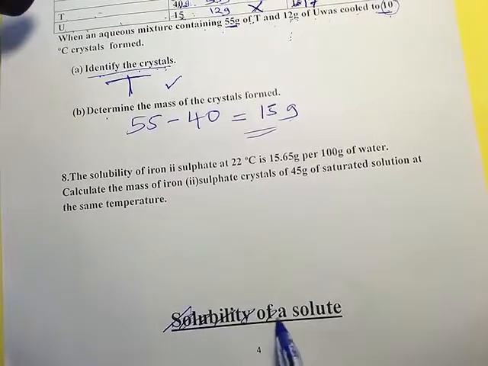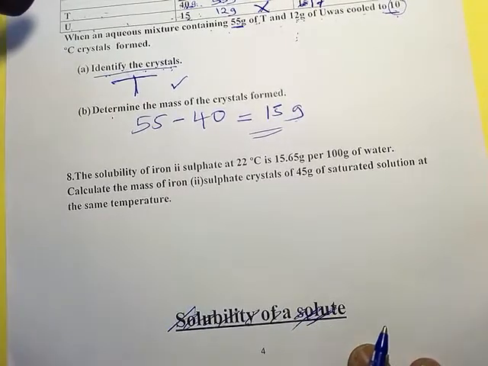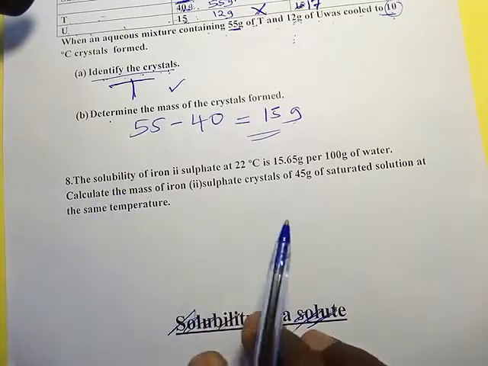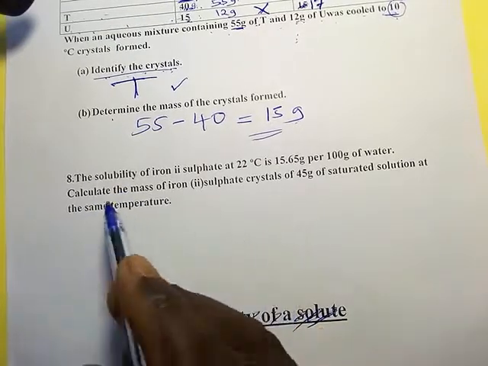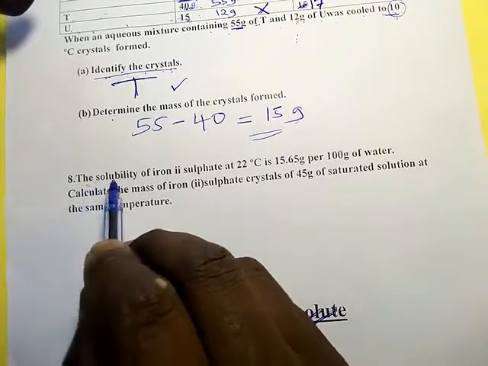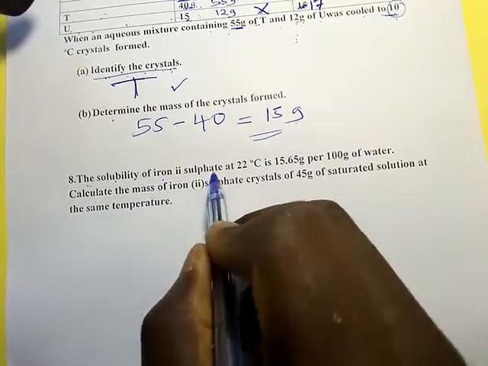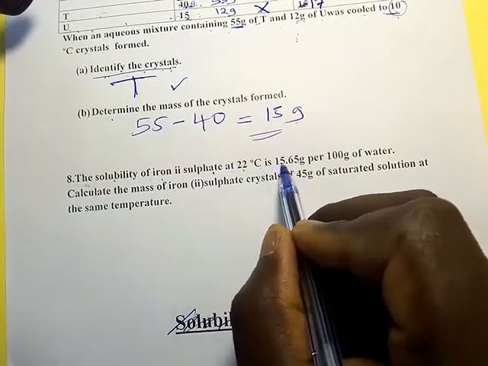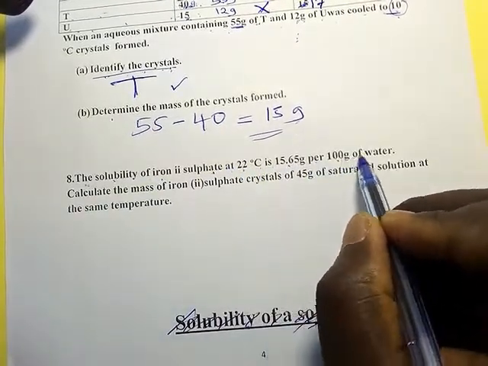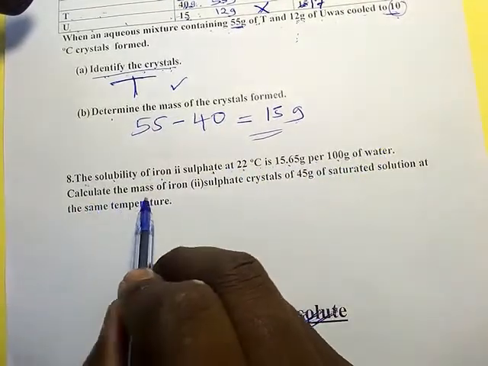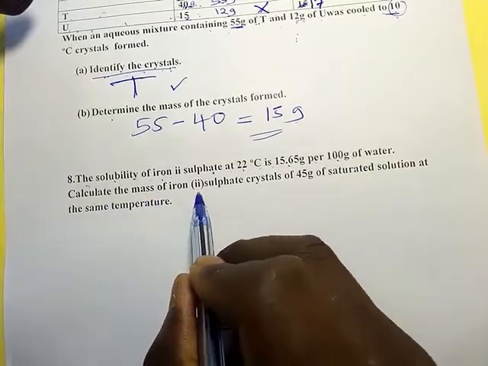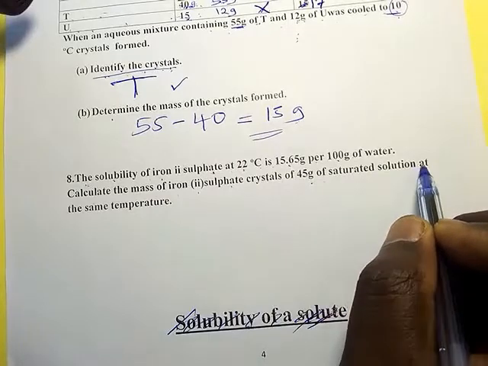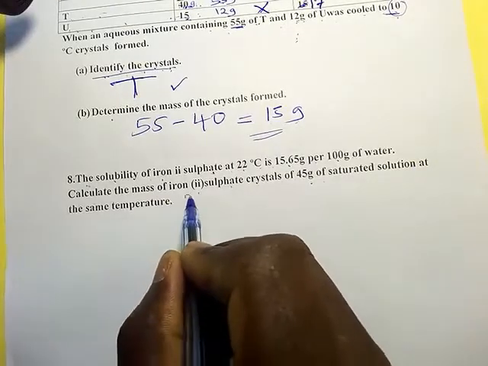I want to do the final math here. The solubility of iron 2 sulfate at 22 degrees Celsius is this, in this much water. Calculate the mass of iron 2 sulfate crystals of 45 grams of a saturated solution at the same temperature.